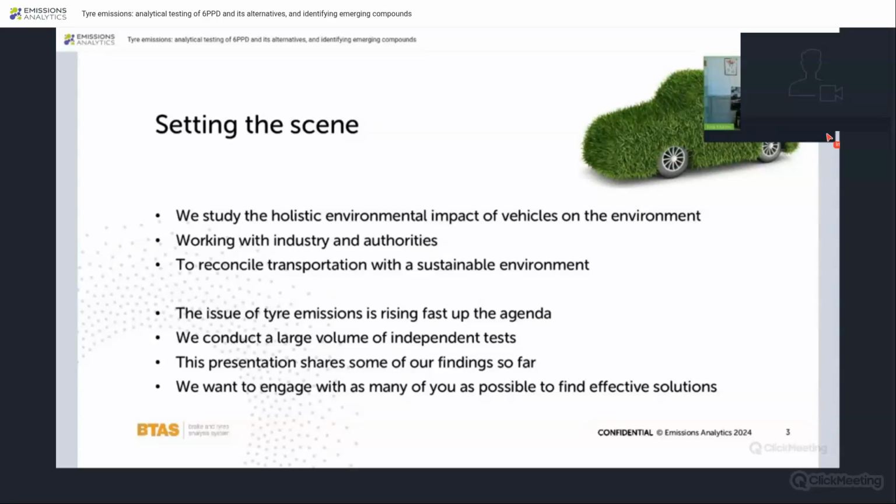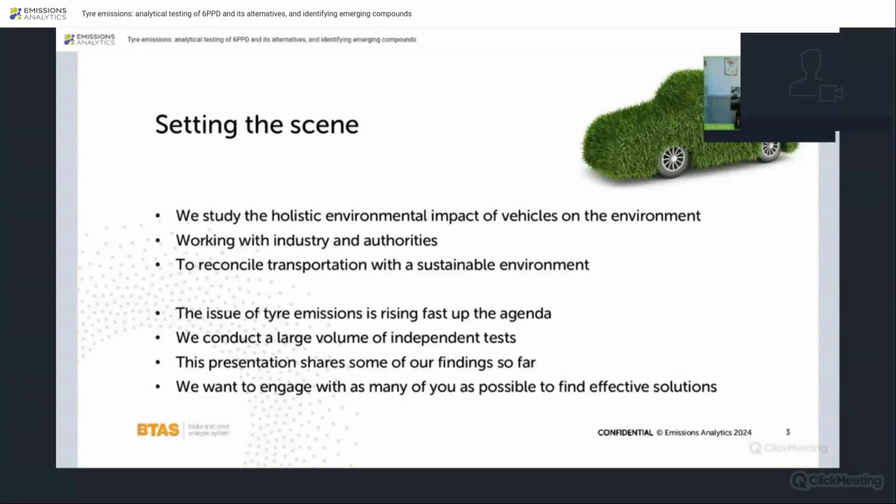So just briefly on us to set the scene, who are we and why are we tackling this topic? Our abiding concern as a company, and why I set up Emissions Analytics in the first place, was to study the holistic environmental impact of vehicles on the environment. We started with tailpipe, but actually however tyres impact the environment is what we're interested in, and we work independently with everyone up and down the supply chain in the whole ecosystem, from academic researchers through to industry and authorities. And if I had to encapsulate it in one idea, it is we are trying to reconcile transportation with a sustainable environment. The answer isn't to ban all cars. The answer is to make transportation consistent with good environmental standards. And that's why we're focusing on tyre emissions.